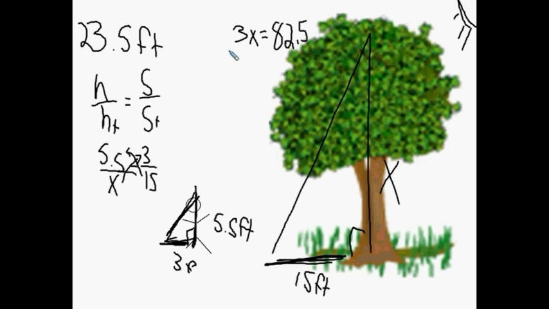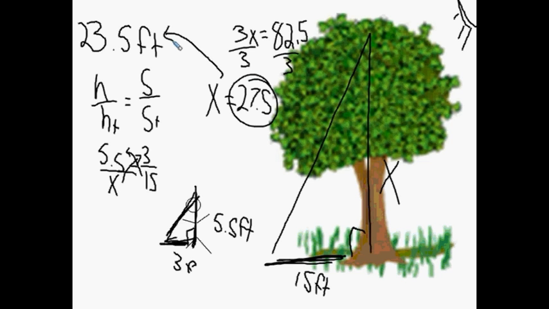So to figure out the height of the tree, we simply need to get x by itself, divide both sides by 3, x equals 27.5 feet. So at 23.5, let's say I had a ladder and I'm curious if it's going to reach the top. In this case, a 23.5 foot ladder would not reach the top of the tree.